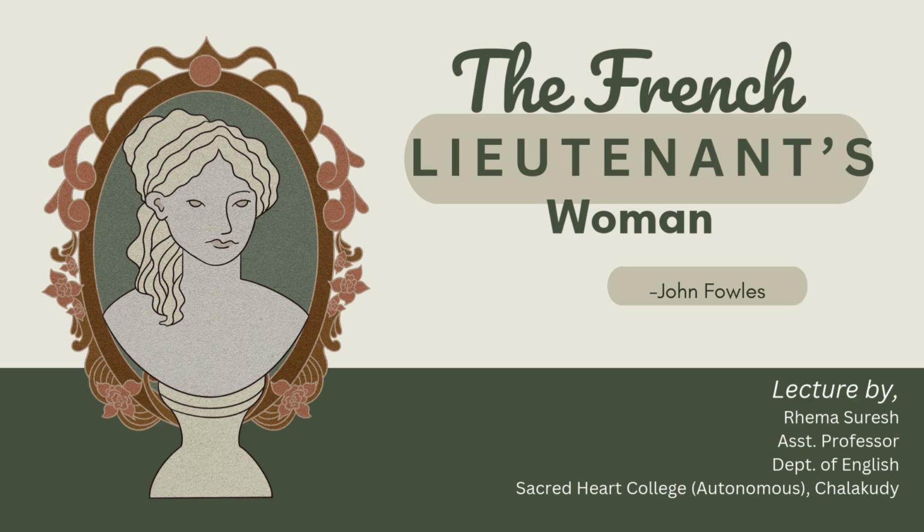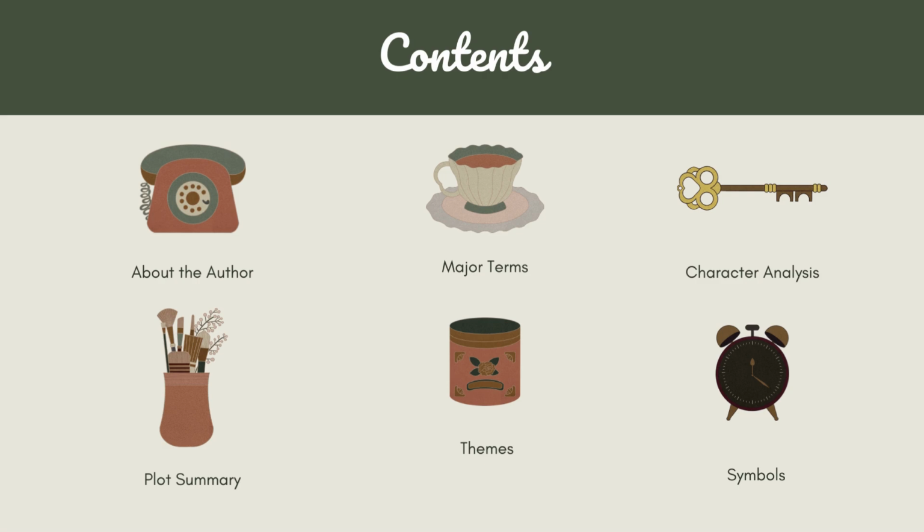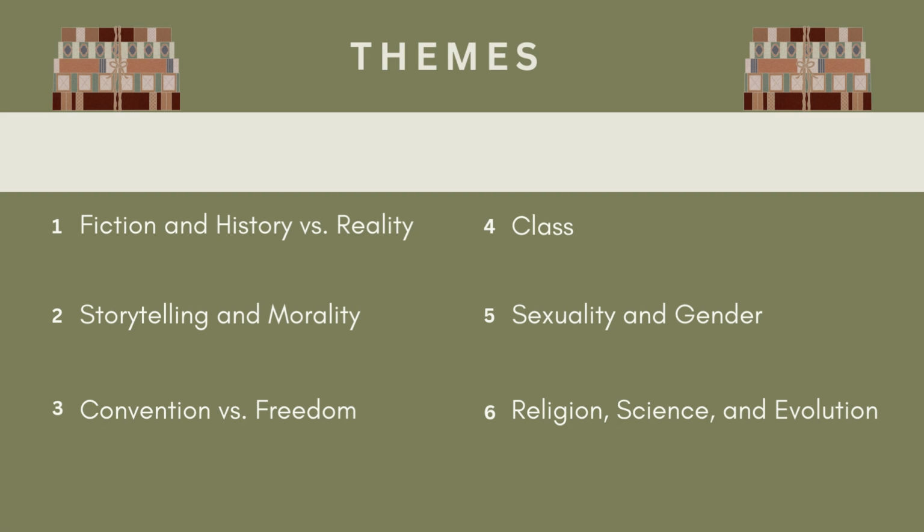Students, in this video we will deal with the themes and symbols in The French Lieutenant's Woman by John Fowles. In the previous videos we have already discussed details about the author, the major terms related to the work, character analysis and the plot summary. So this will be the final installment in the video series on The French Lieutenant's Woman.